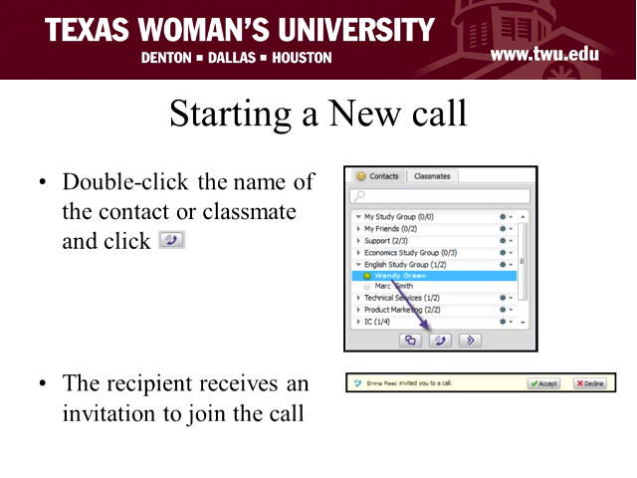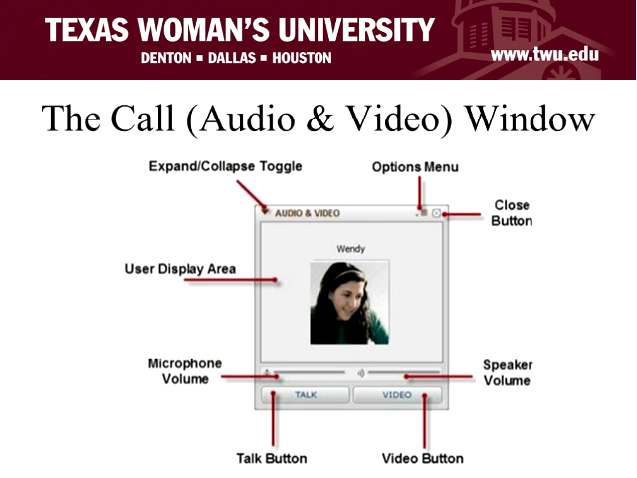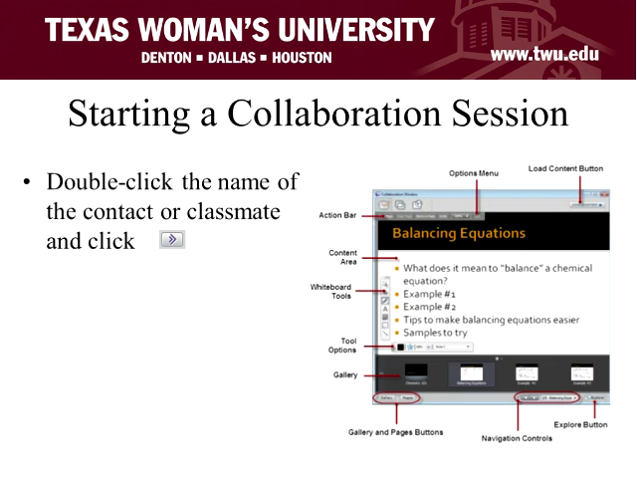Starting a new call, if you double-click the name of the contact and click call, it sends them an invitation to accept or decline. So the person gets this message that you've been invited to a call, do you want to join? And the call allows you to have this audio-video window where you can actually put on a headset and see each other and then just have a conversation instead of having to type everything out, which is handy.